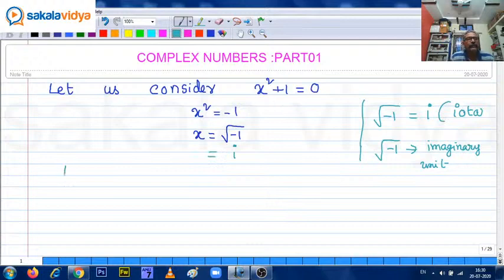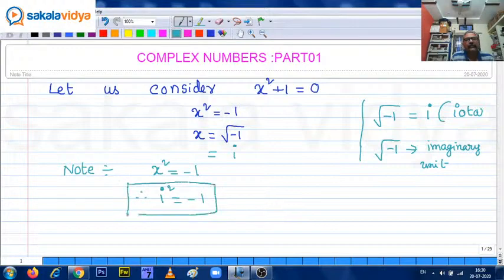That's why now we get an important point. See, x square is equal to minus 1 we have. Substitute I here. Therefore, we get I square is equal to minus 1. You get this relation, I square is equal to minus 1. Understood now? Hereafter in this chapter, wherever I square is there, we need to take minus 1.